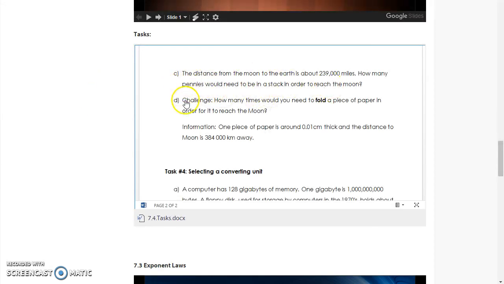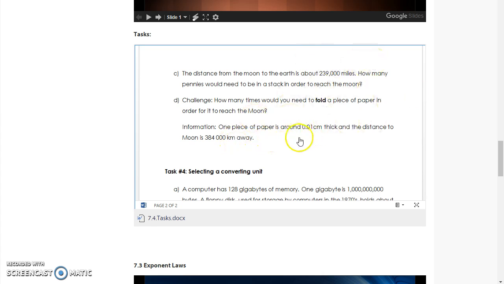And finally we move on to challenge D. How many times would you need to fold a piece of paper in order for it to reach the moon? Information: one piece of paper is around 0.01 centimeter thick, and the distance to the moon is 384,000 kilometers away. So we have two pieces of information.